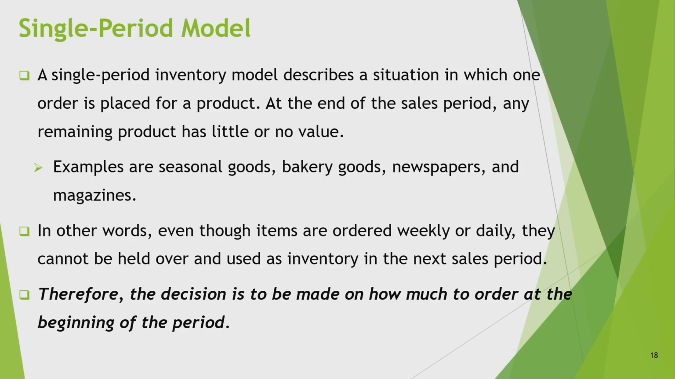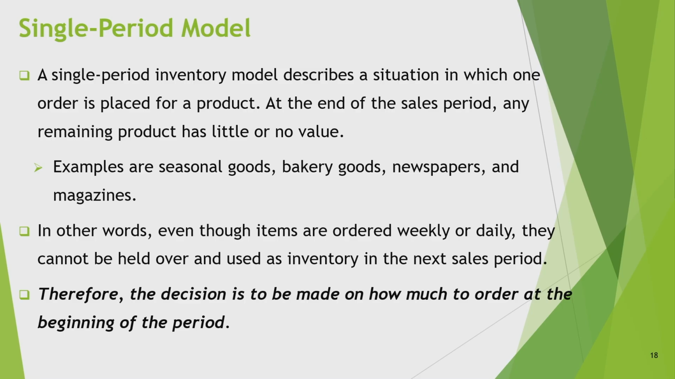A single period inventory model describes a situation in which one order is placed for a product. At the end of the sale period, any remaining product has little or no value. Examples are seasonal goods which you cannot store, bakery goods. They come, and if they are not sold, they are basically useless; newspapers and magazines. In other words, even though items are ordered weekly or daily, they cannot be held over and used as inventory in the next sales period.